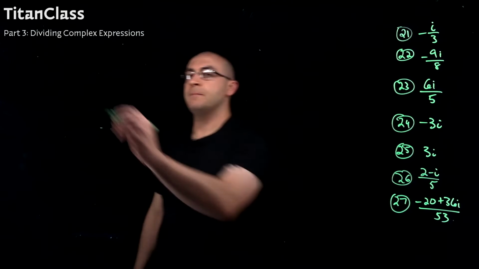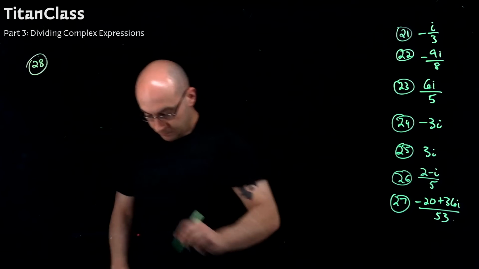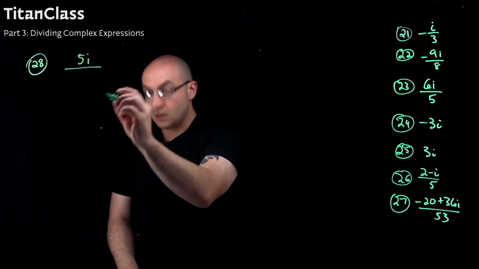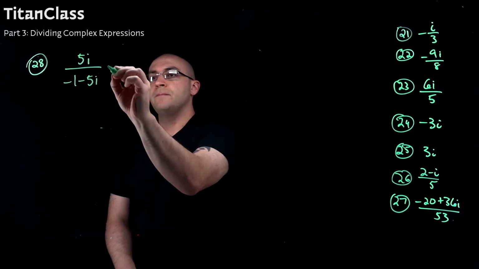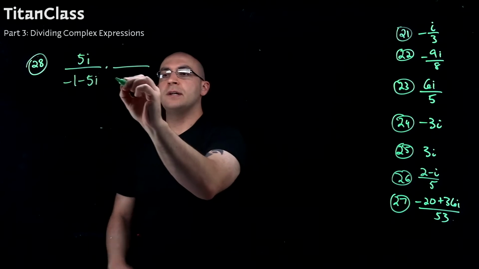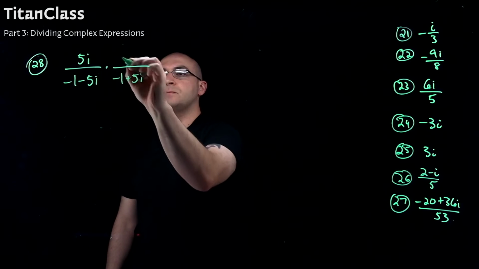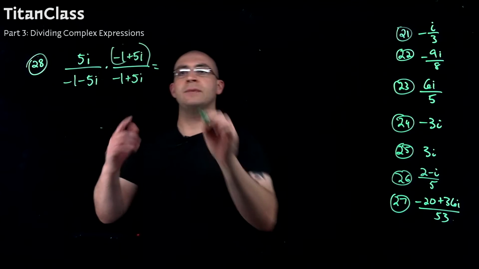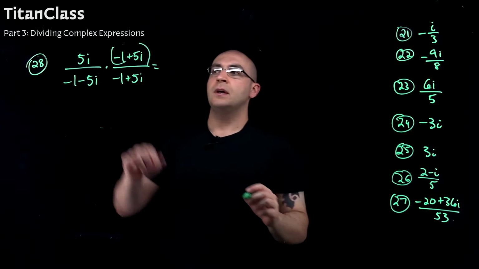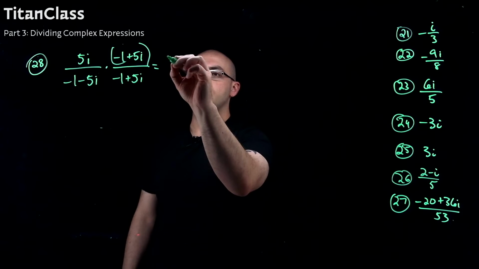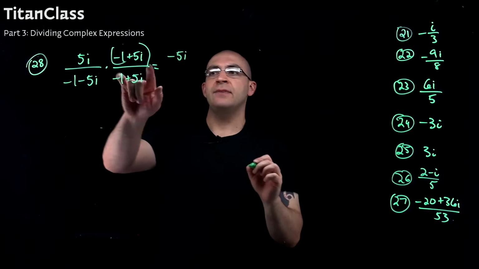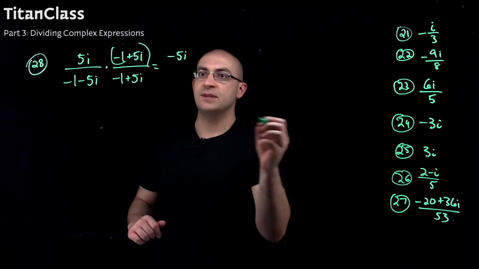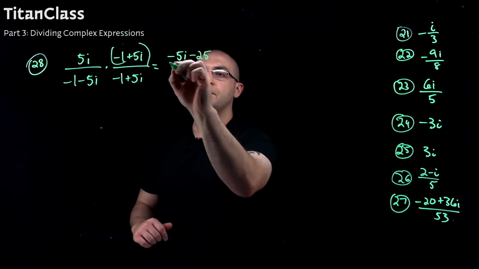Okay. 28. 5i over negative 1 minus 5i. Okay. Complex conjugate is negative 1 plus 5i on both top and bottom. Distributing, now it's going to be a little messy because I got an i up here too. 5i times negative 1 is negative 5i. 5i times 5i is 25i squared, or 25 times negative 1, which is negative 25.